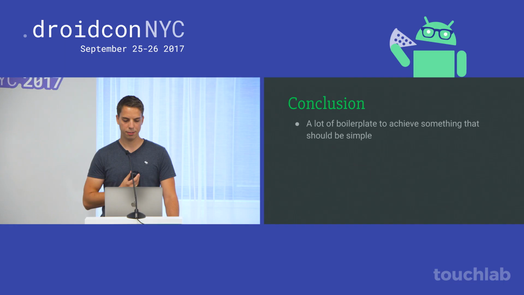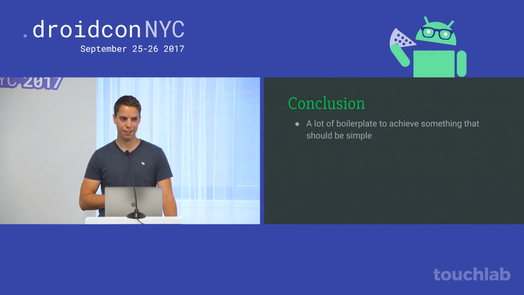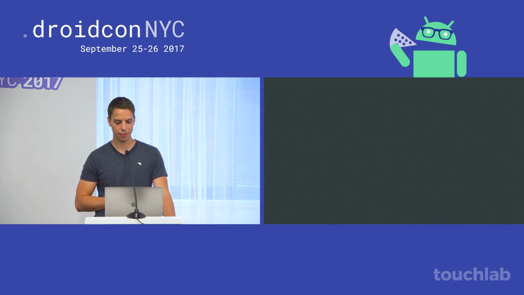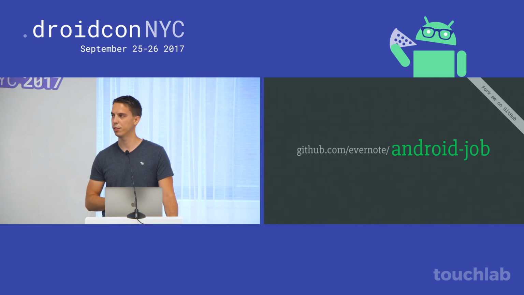Okay, so in the end, we have to write a lot of boilerplate code to achieve something that should be really simple. And if there is something that's so hard and should be simpler, of course, there must be a better solution than that. Unfortunately, there is one, and this one is called Android Job.